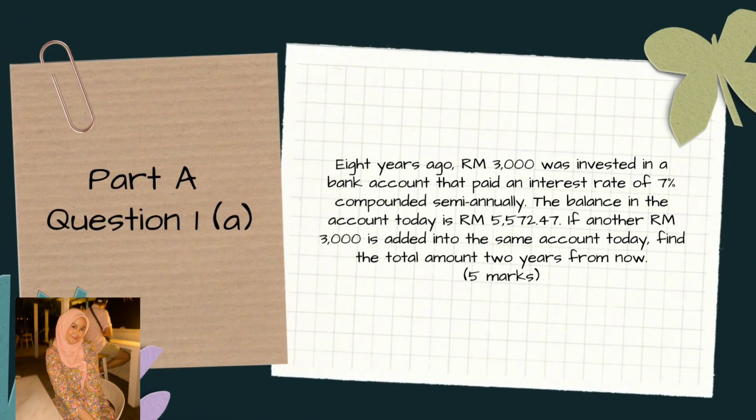I will begin with question 1A. First, let me briefly read the question. 8 years ago, 3,000 ringgit was invested in a bank account that paid an interest rate of 7% compounded semi-annually. The balance in the account today is 5,572 ringgit and 47 cents. If another 3,000 ringgit is added into the same account today, find the total amount 2 years from now.